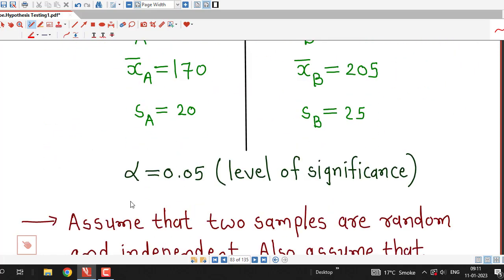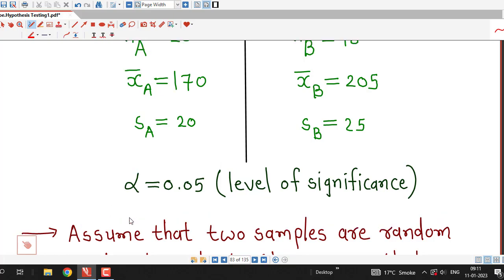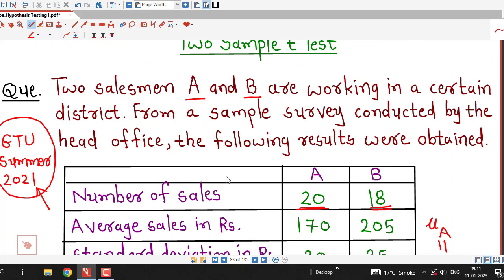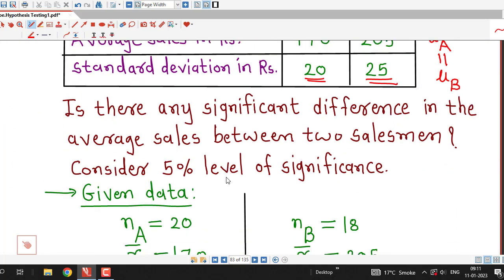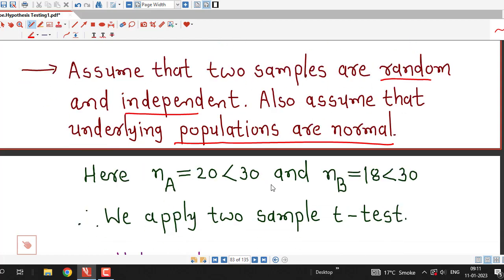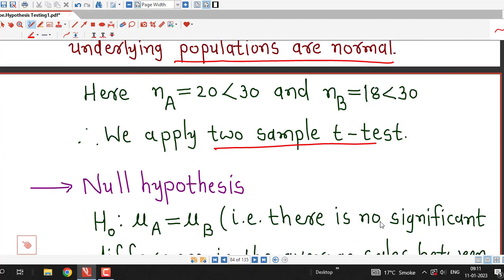And level of significance is 0.05 or 5%. Now we require some conditions for two sample t-test. If they are not given in the question, we can assume them. So I have assumed that two samples are random and independent. Also we assume that underlying populations are normal and sample sizes are less than 30. So we apply two sample t-test.